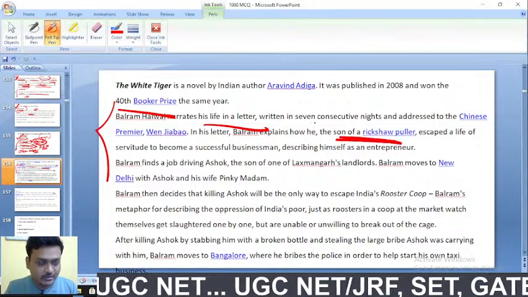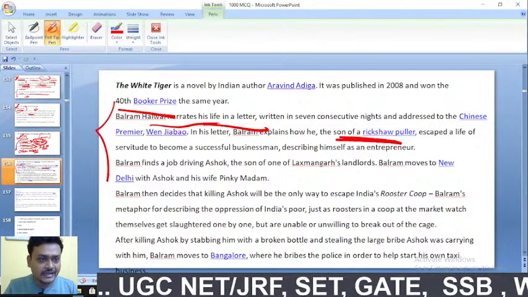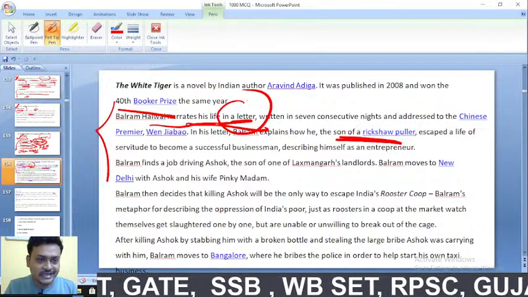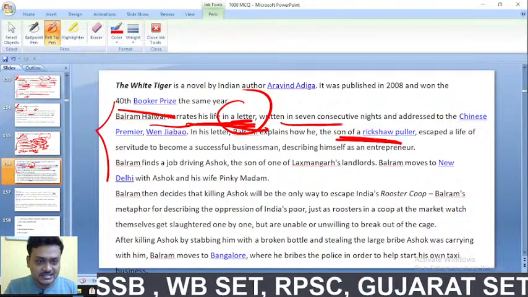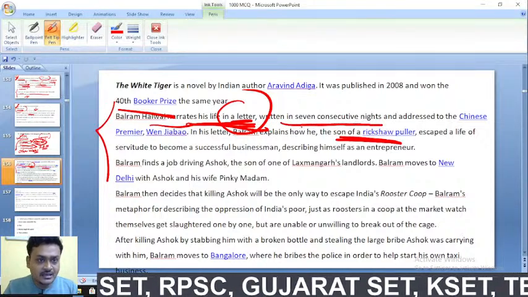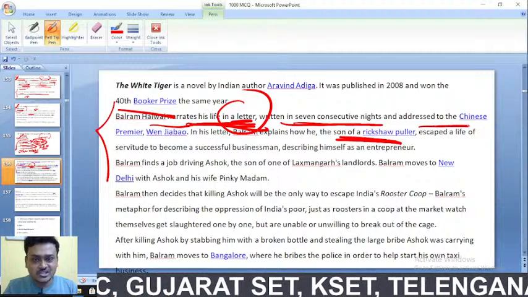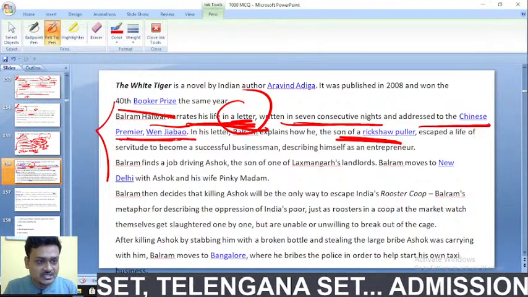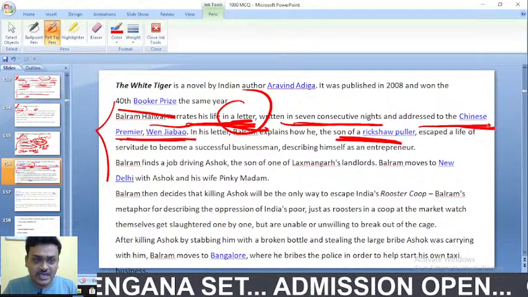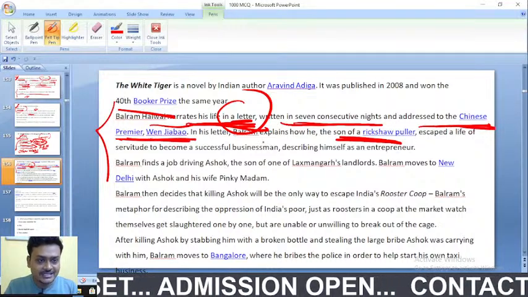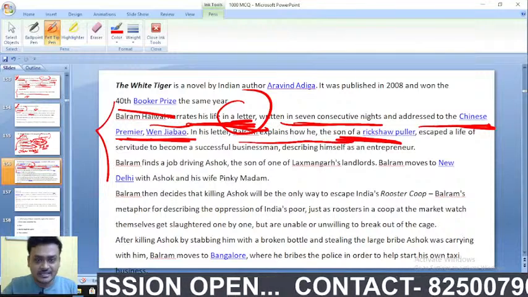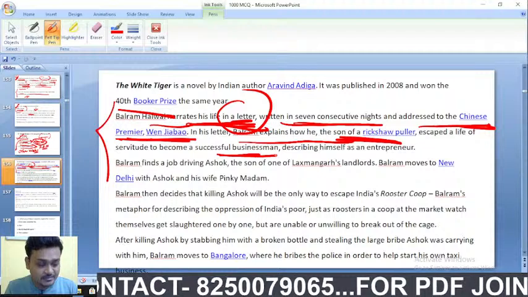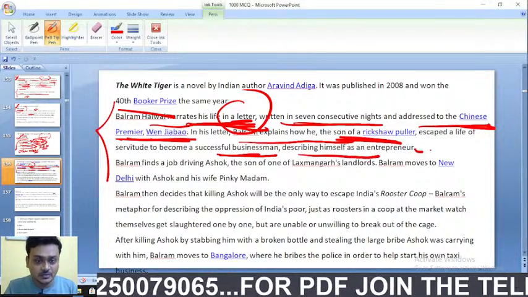And here you have to remember that Balram Halwai narrates his life in a letter. This is the important thing. Balram Halwai is narrating his life in a letter written in 7 consecutive nights and addressed to the Chinese premier Wen Jiabao. In his letter, Balram explains how the son of a rickshaw puller escaped a life of servitude to become a successful businessman, describing himself as an entrepreneur.